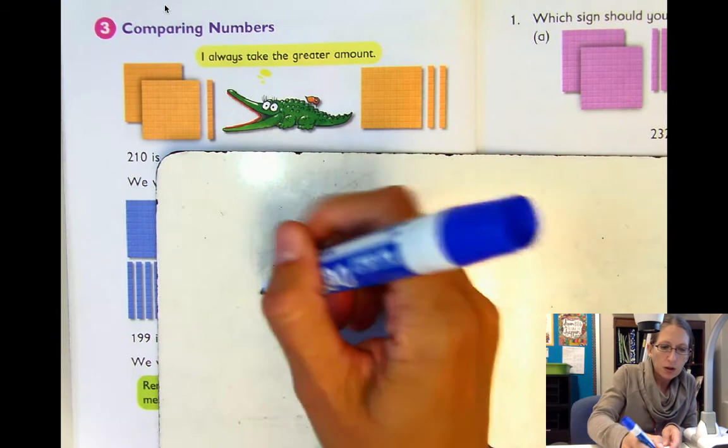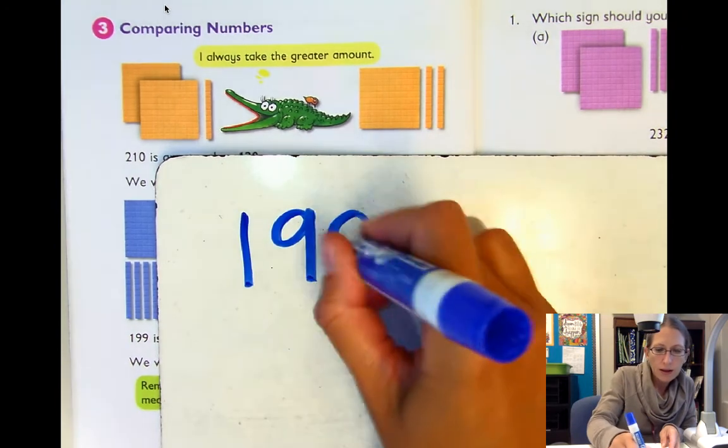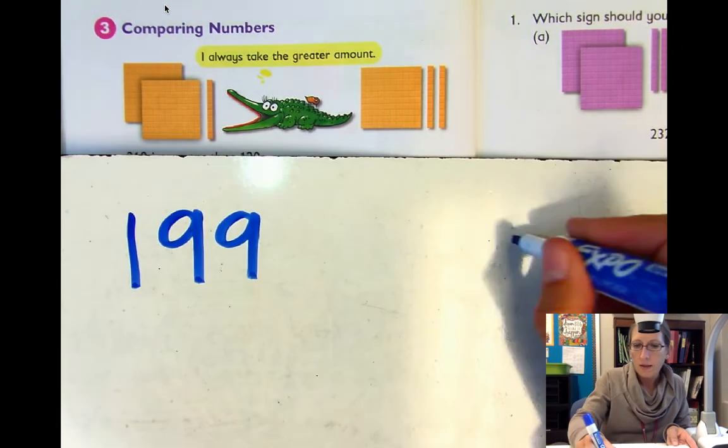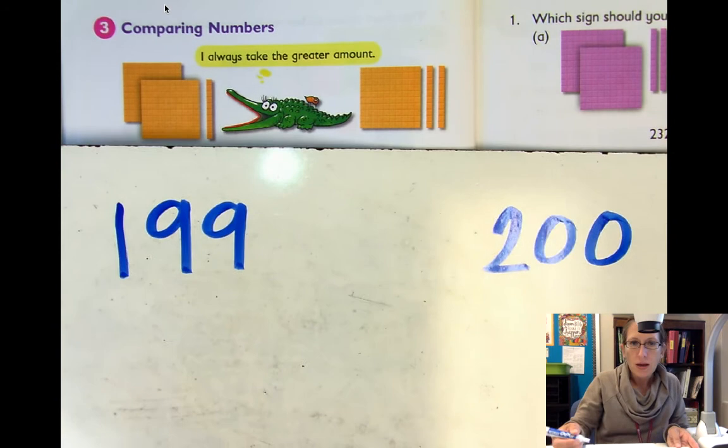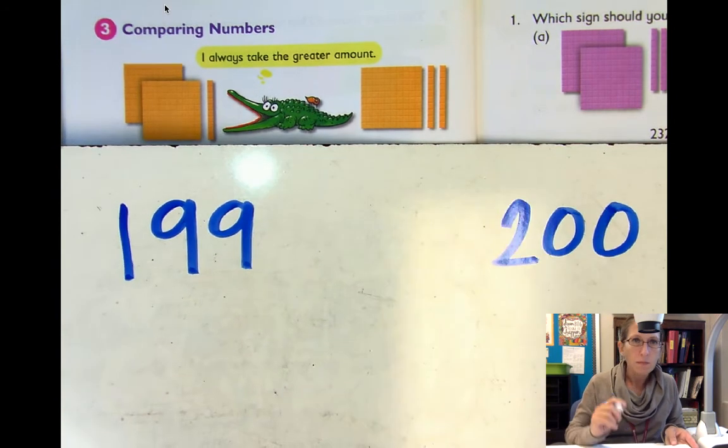So how that would look is we have 199 on one side, and on the other side we have 200. And the creature wants to eat the bigger number.